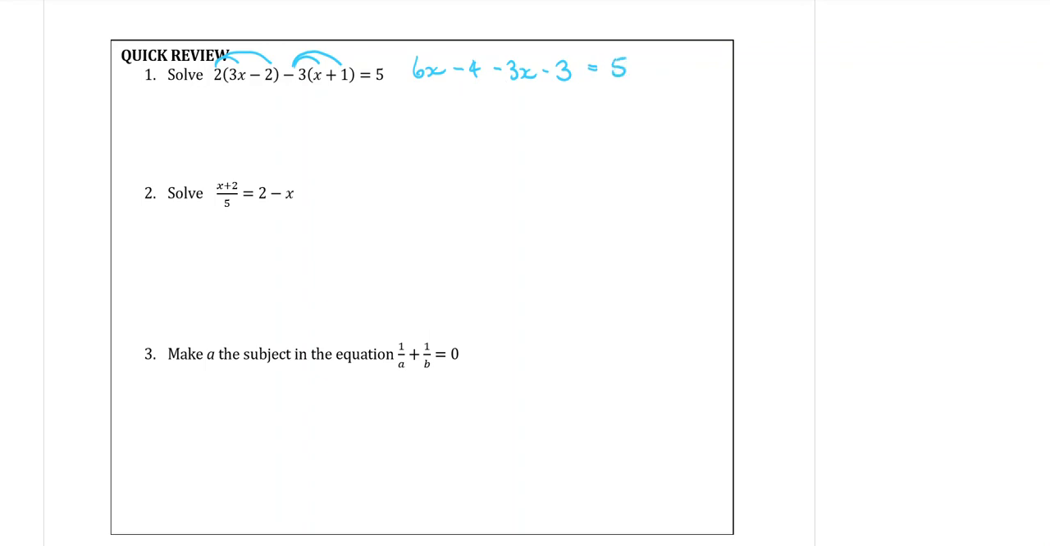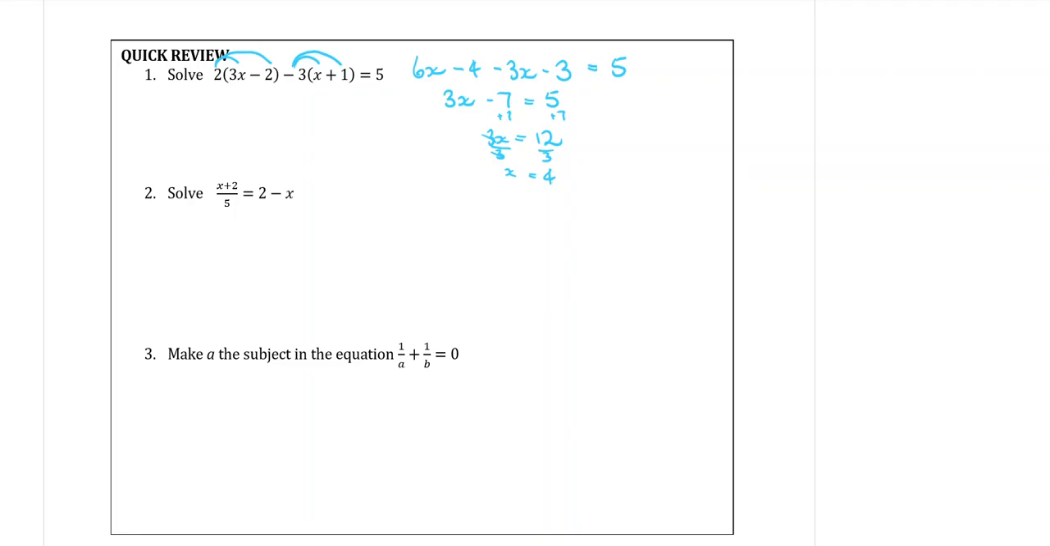Let's collect up like terms on the left-hand side of that equation. 6 take away 3x is 3x. Minus 4 minus 3 is minus 7 equals 5. Then, solving by doing opposites, we're going to add 7 to get 3x equals 12, and then divide by 3 to get x equals 4.